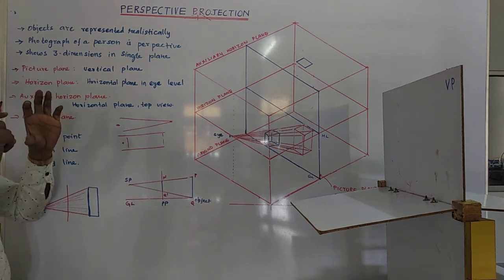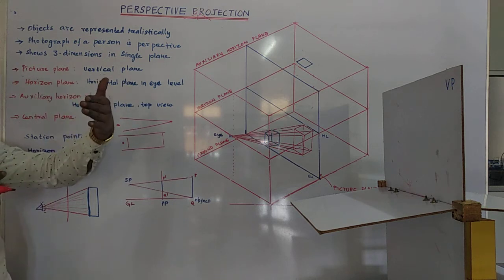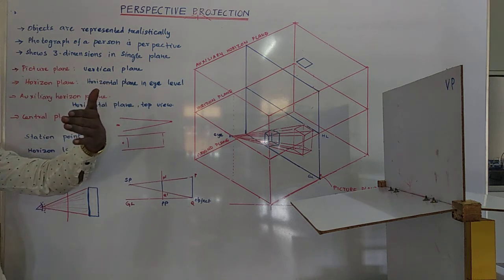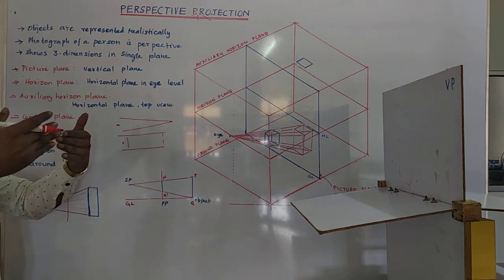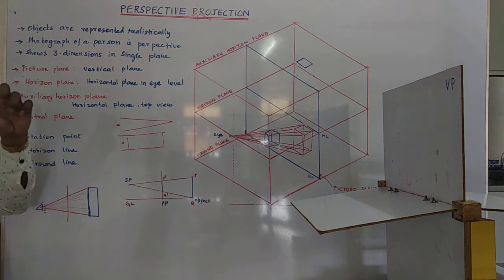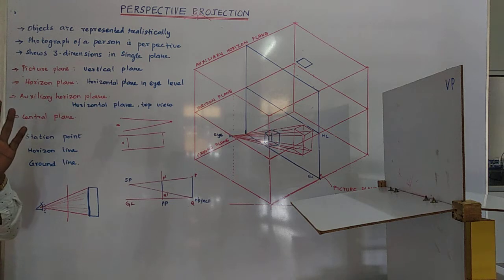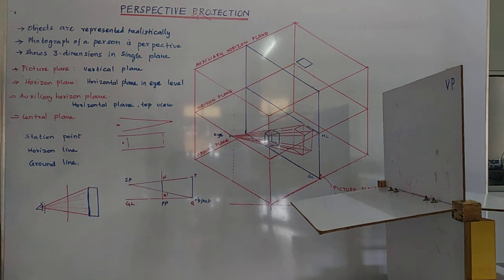Photograph means we are taking a photograph, with light coming from the object. The film is in front of the converging point, between the observer and the object. The image obtained in a photograph is in perspective only. When we take a photograph of a building, the front portion looks bigger in size, and the back portions become smaller in size. That is the actual photograph, also the perspective projection of the object.